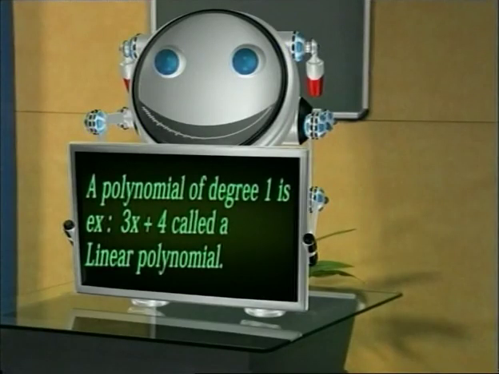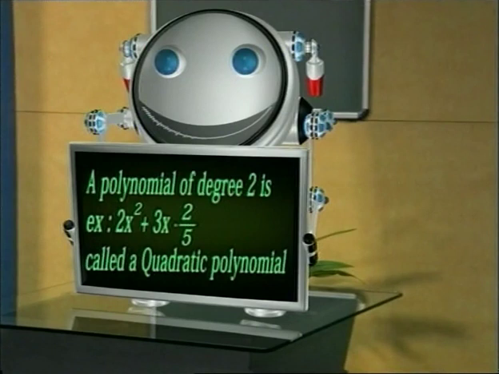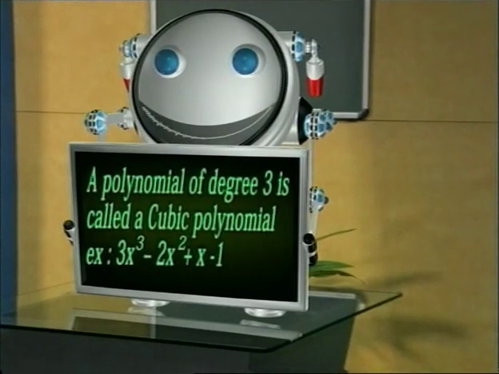Yes, ma'am. A polynomial of degree 1 is called a linear polynomial. For example, 3x + 4. A polynomial of degree 2 is called a quadratic polynomial. Example, 2x² + 3x − 2/5. A polynomial of degree 3 is called a cubic polynomial. For example, 3x³ − 2x² + x − 1. Fine. Now children, shall we proceed?